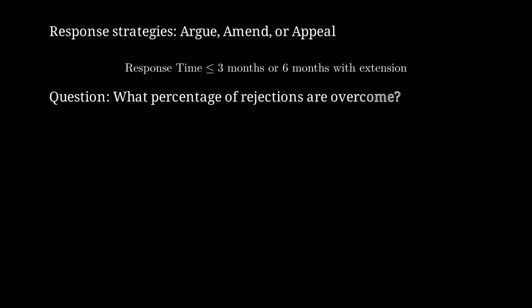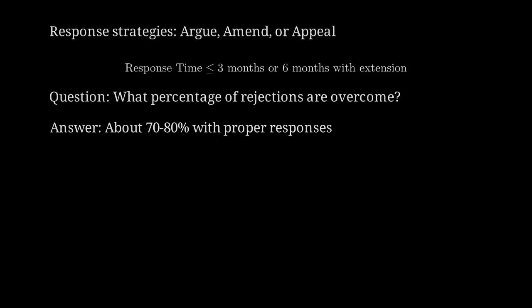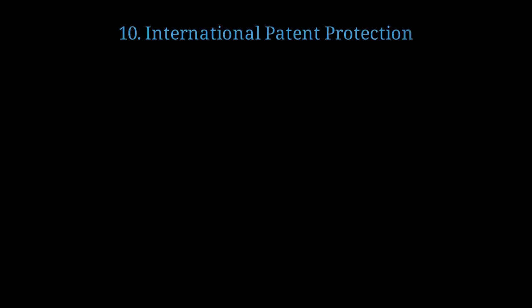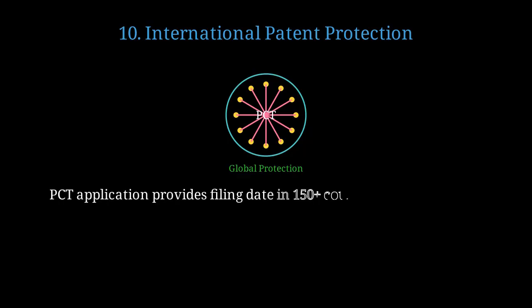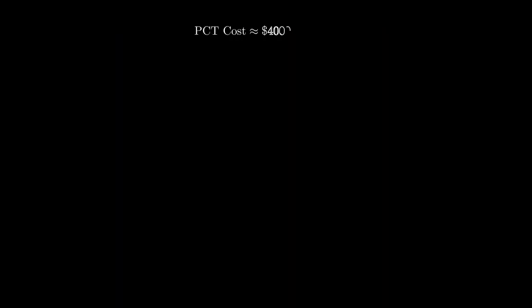What percentage of initial rejections are eventually overcome through prosecution? With skillful responses, about 70 to 80% of initial rejections can be overcome, either through arguments or amendments. For commercially significant inventions, consider international patent protection. The Patent Cooperation Treaty, or PCT, provides a unified procedure for filing patent applications in over 150 countries simultaneously. A PCT application establishes a filing date in over 150 participating countries, giving you time to decide where to pursue protection. Filing a PCT application costs approximately $4,000 to $5,000 initially.